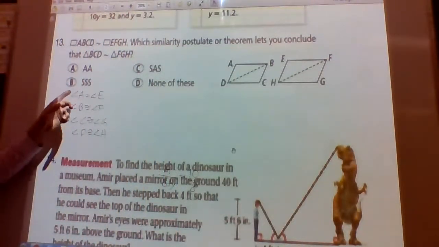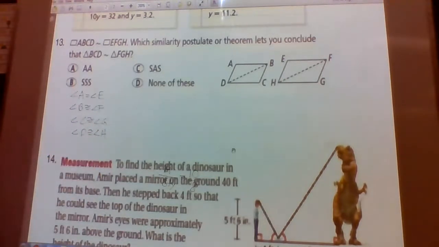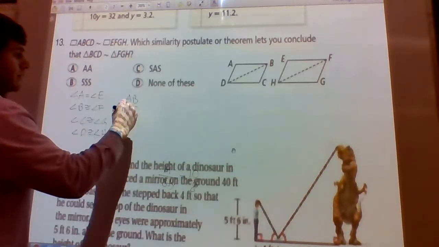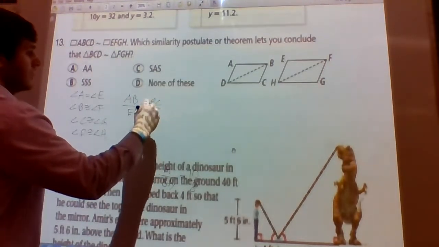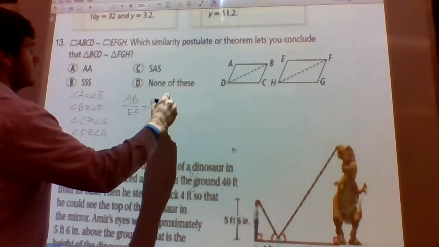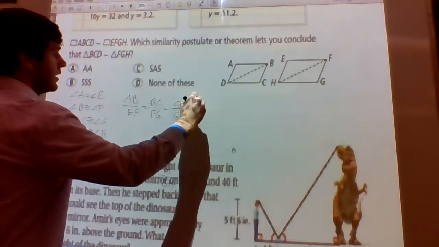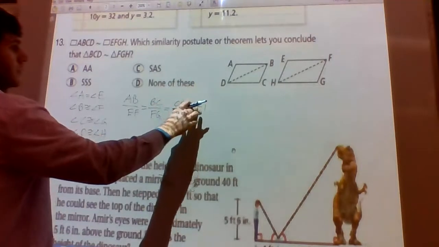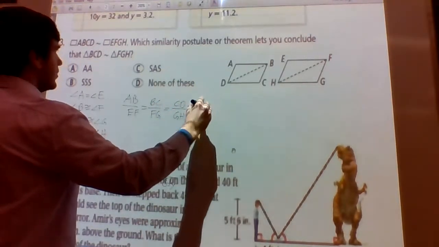Okay, angle A and E, B and F, C and G, angle D and angle H. We also know the sides are proportional, so AB over EF is going to equal BC over FG, which is going to equal CD over GH, which is going to equal DA over HE.